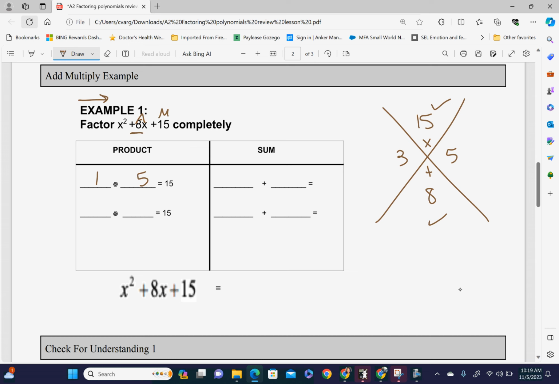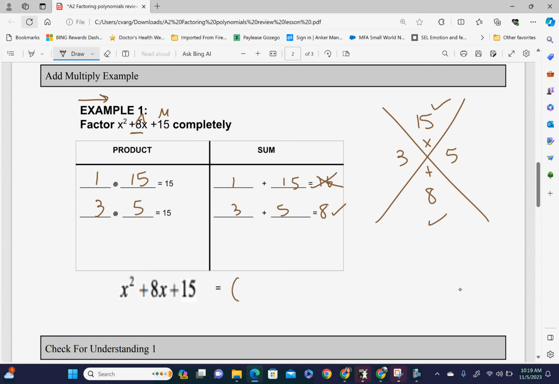1 times 15 equals 15, and 3 times 5 equals 15. And then I have to add them together. 1 plus 15 gives me 16. That's not what I want. 3 plus 5 gives me 8. That is what I want.